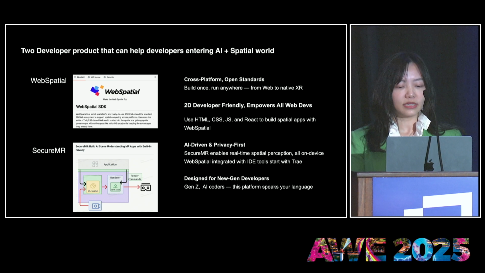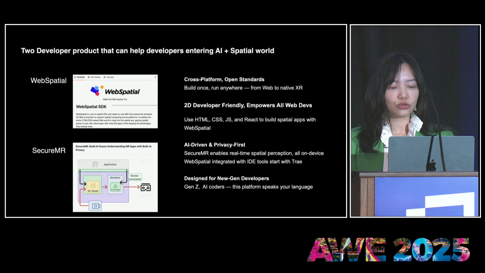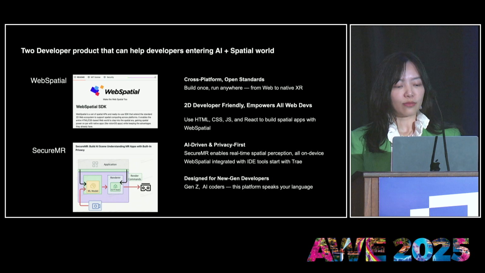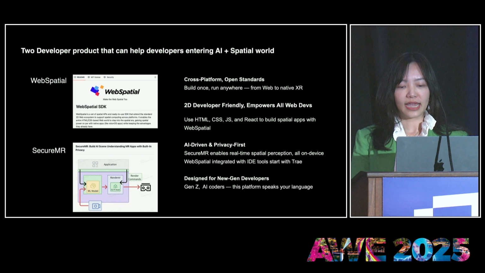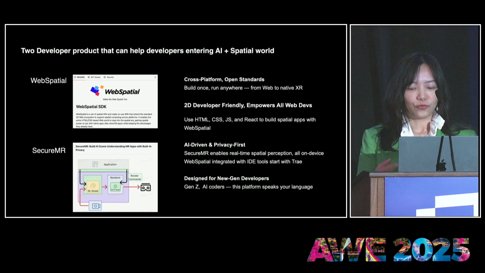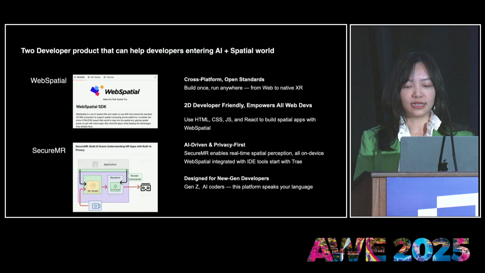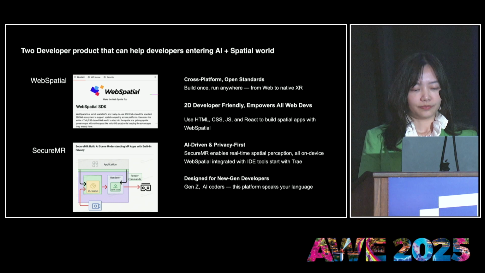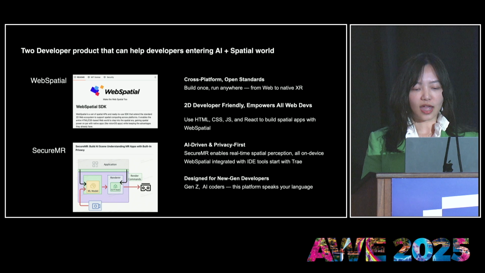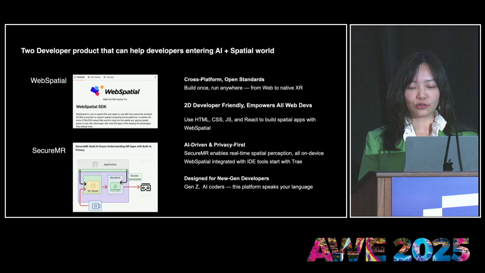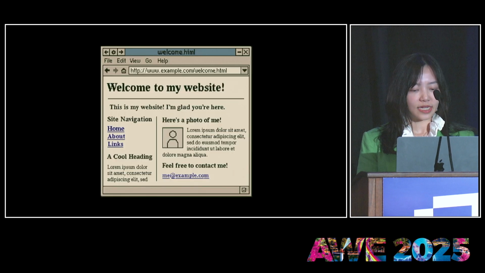WebSpatial is all about accessibility. It lowers the barrier for millions of web developers to build spatial experiences using tools they already know. And SecureMR, on the other hand, focuses on enabling powerful privacy-preserving AI and ML in the complexity of XR environments. It allows developers to bring intelligence into immersive experiences without concern about user privacy. So together, those two tools aim to make XR creation not only more intelligent, but also far more inclusive and scalable. Let's talk about WebSpatial and take a look at a short video about it.